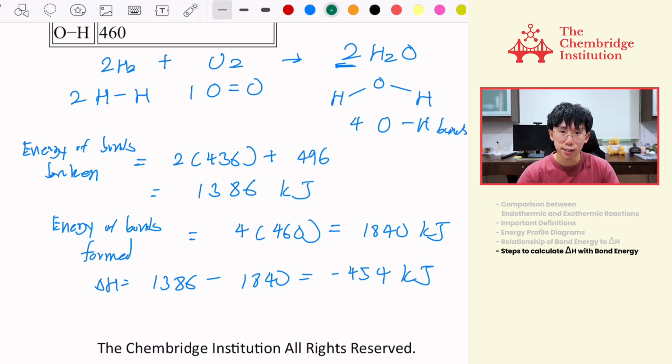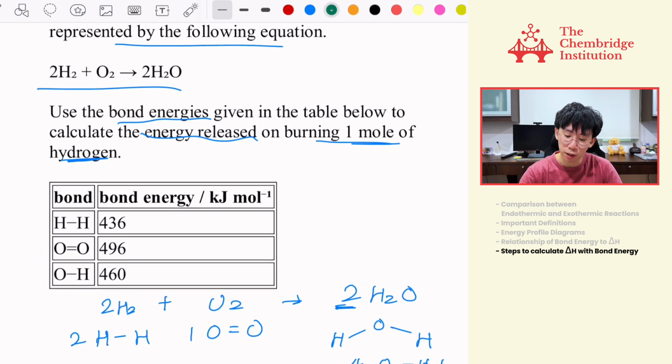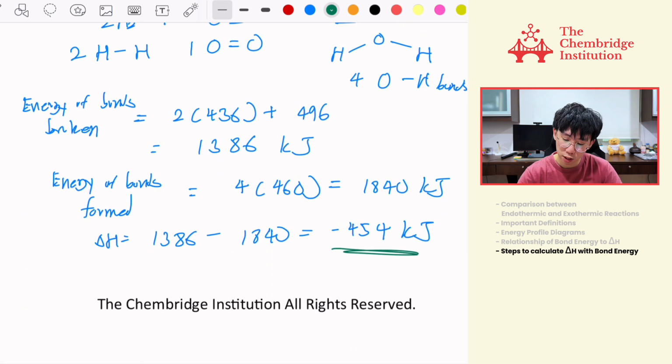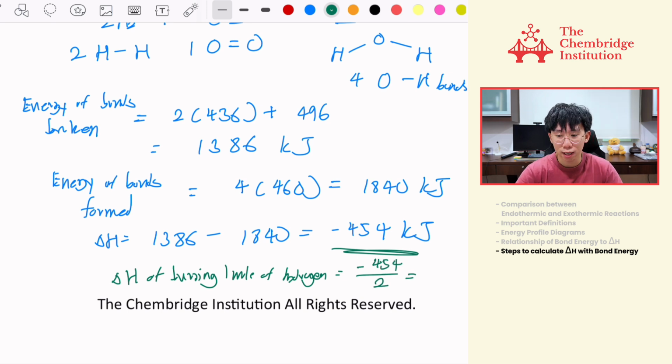Now, if you think this is the final answer, you need to really be a bit more careful, right? This negative 454 is for the energy released on burning 2 moles of hydrogen. The question asks for specifically 1 mole of hydrogen. So in this particular case, the real enthalpy change that you need to find, so let's do a label, 1 mole of hydrogen, you just have to divide by 2. So it's just negative 454 divided by 2. And this will give you a value of negative 277. Okay, put the kilojoules per mole with the sign.